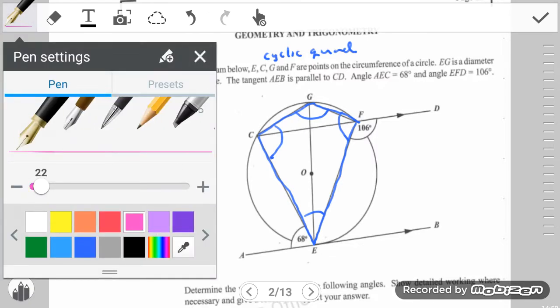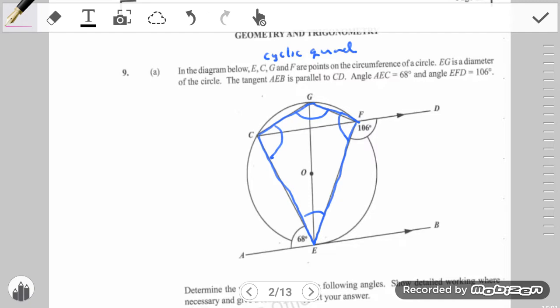Let's use a different color ink here to identify more clues. Now, you see these two arrows here? They are already telling me that the line CD, or the line CFD, and the line AEB are parallel. Let's even read it to see if we could find it in here. It says here that EG is a diameter of a circle. And if you have a diameter or a radius, there has to be an indicated center. So there is a center right there.